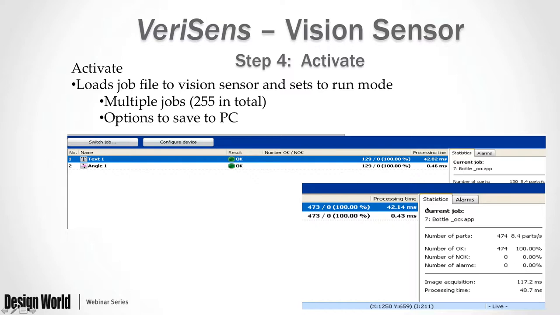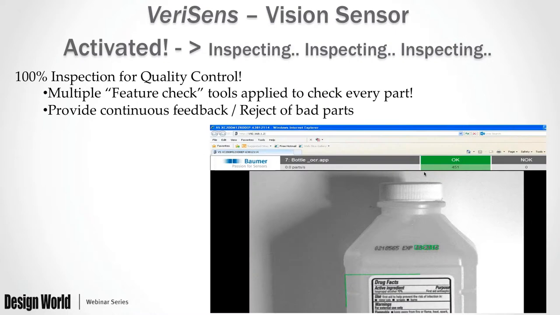Once we hit activate, here we are running. We can see we get a current job going, and a number of parts going by, given the resolution. Higher resolutions will be slower speeds, and it depends on the number of tools you've got. We're reaching 8.4 parts per second, so essentially 8 parts per second. The number of OK: when I took this, it had just gotten 474 OKs, 474 images that passed, and it gives us a little information on timing. We can use that as we fine tune and work on our application.